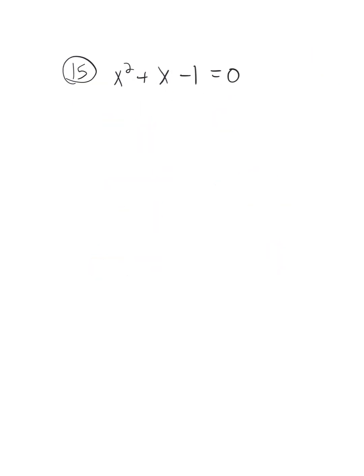When I look at this one, I know that I cannot do square root because it has the x term there. If I think about factoring, what two numbers multiply to a negative 1 that add to a positive 1, that is not going to factor. So therefore, I'm going to identify my A, my B, and my C, and go ahead and start to calculate the discriminant and do quadratic formula.